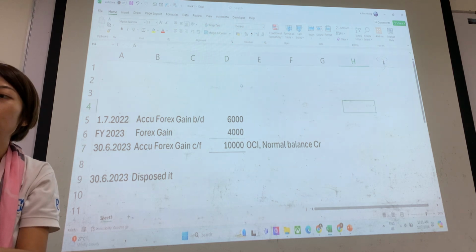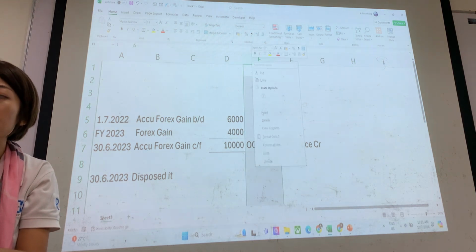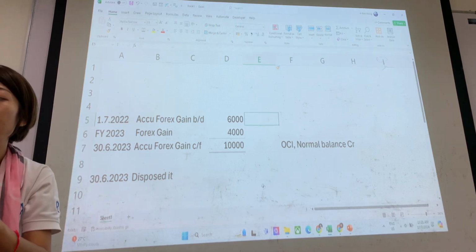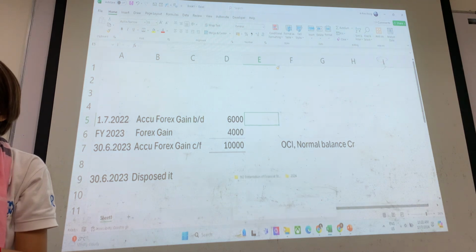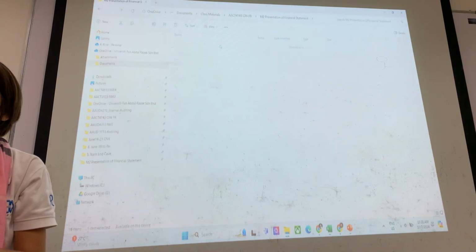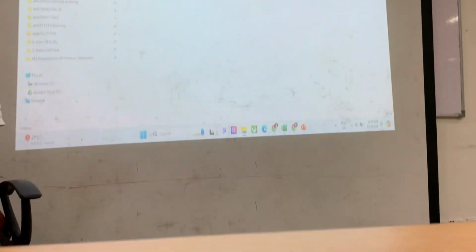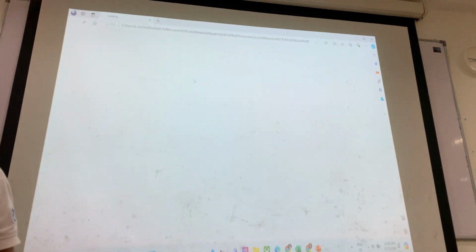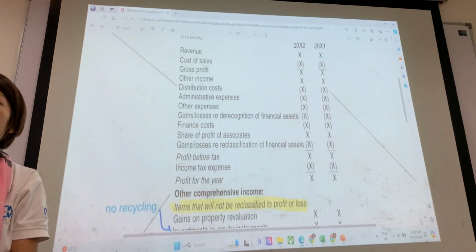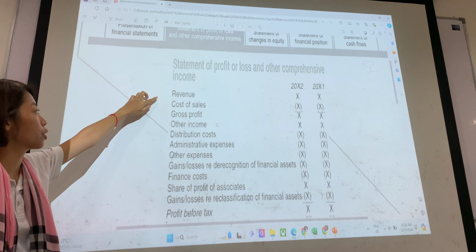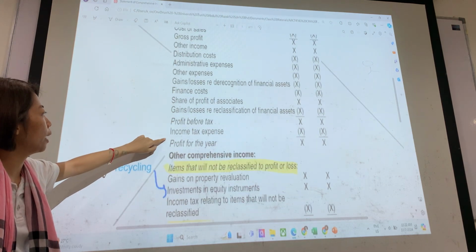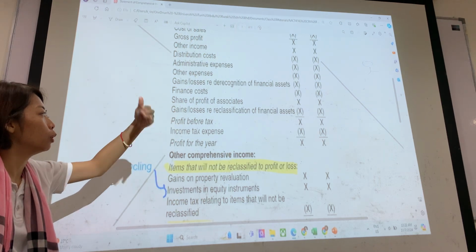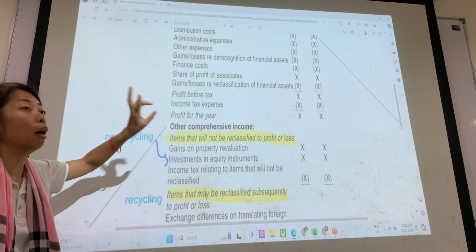Okay, but then the problem is we have to do the tax rate. Now for OCI, there are two methods. If we look back at our format, you will find that you are more familiar with the statement of profit or loss. You do it in one shot already, and at the bottom you have income tax expense. That one is your tax, 30% tax rate, but it could be a different tax as well. So for OCI, there are two methods.